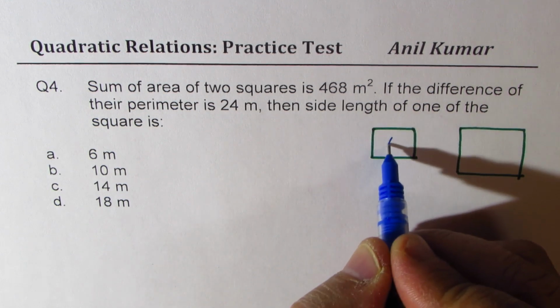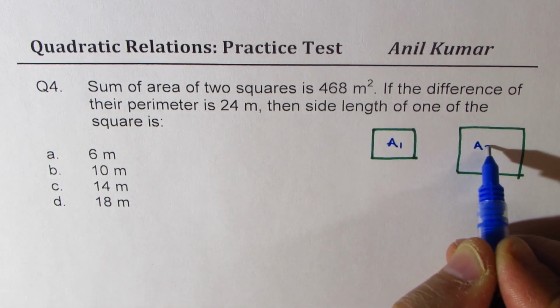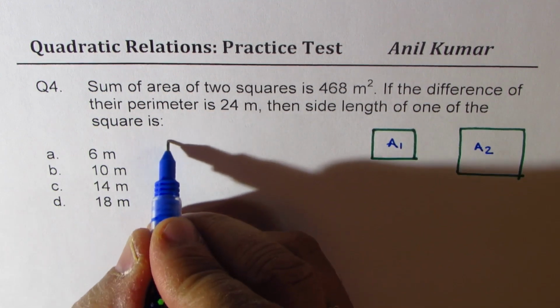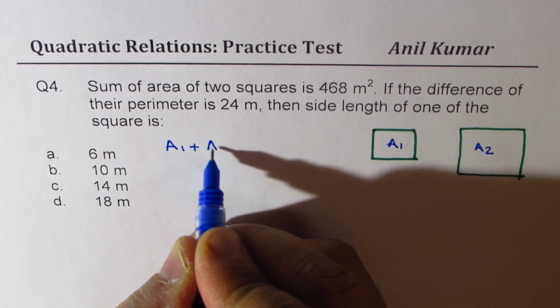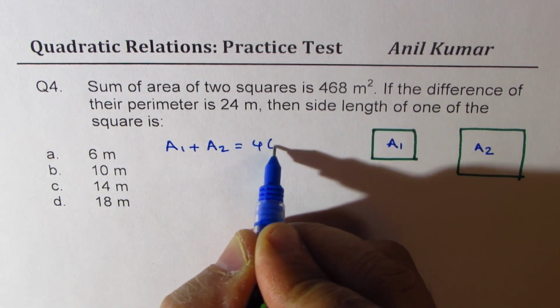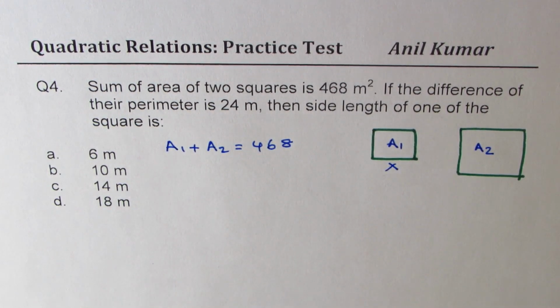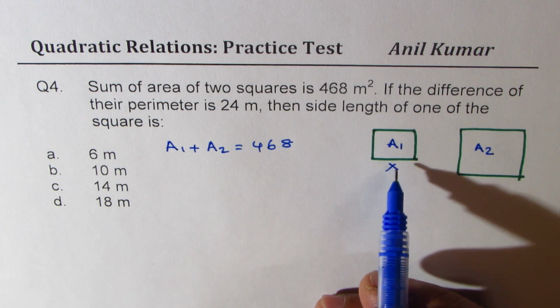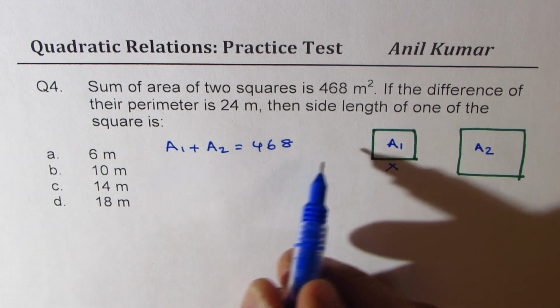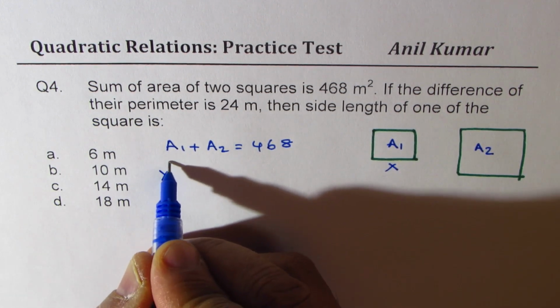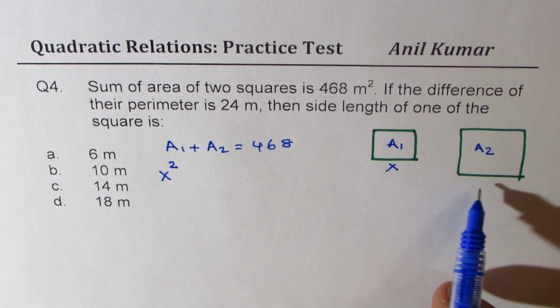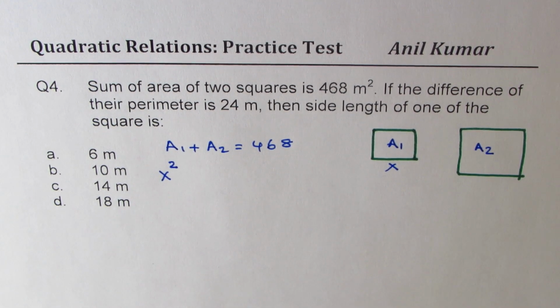The sum of their areas, let's say A1 and A2, is 468. So we know that A1 plus A2 equals 468. If I choose x as the side of A1, then the area is x squared, right? So this area is x squared. Now how do I get the side for the second square? That is kind of tricky to figure out.